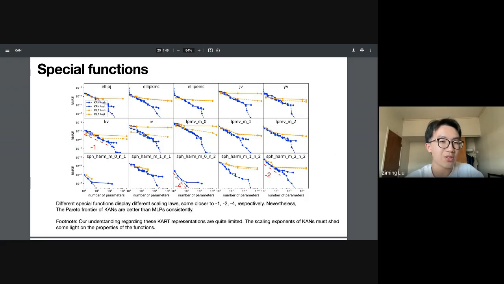So we also showed, besides symbolic functions, many functions we care a lot about in science are not symbolic functions, like special functions, the Bessel functions, etc. So we do the same thing and compare KANs with MLPs. We can still see that KANs outperform MLPs. The KANs are the blue lines, and MLPs are the orange lines, and KANs have a better Pareto frontier. The x-axis is the number of model parameters, the y-axis is the loss. So basically, the lower left, the better. And the blue lines, the KANs, are consistently to the lower left of MLPs.